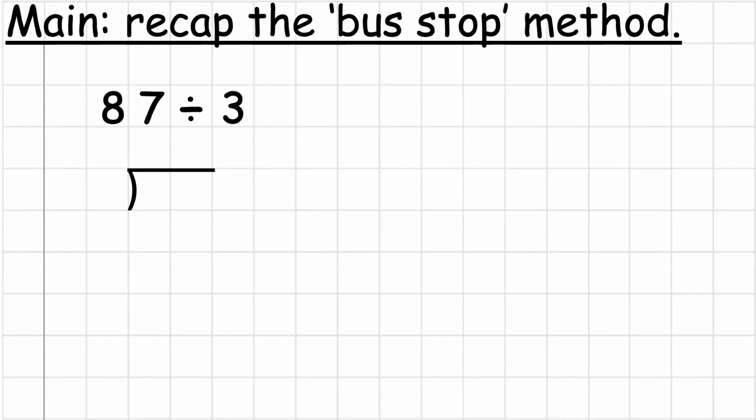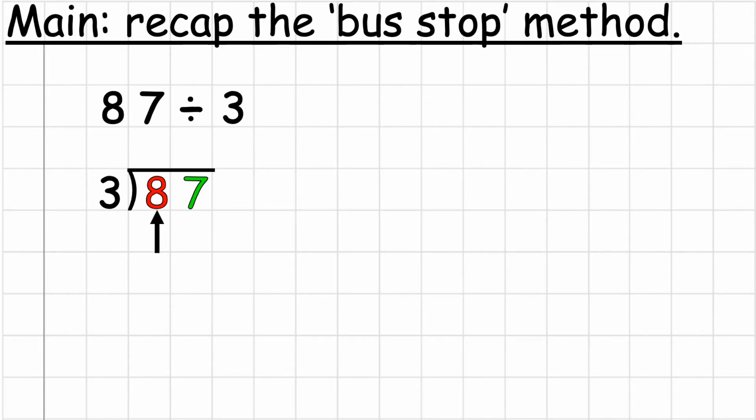So here is our bus stop. What numbers are going to go where again? Well, of course, our divisor, the number we're dividing by, our 3, is going to go outside of the bus stop, and our bus is the number we're dividing, which is 87. And what column do we start with? Well, we start with whatever's closest to our number 3, our divisor.